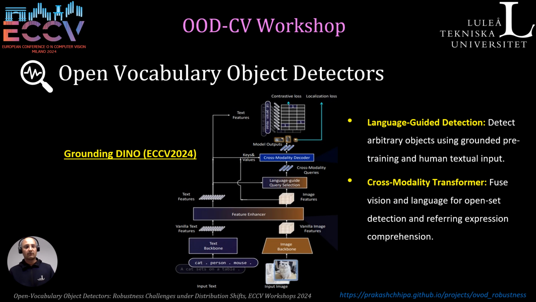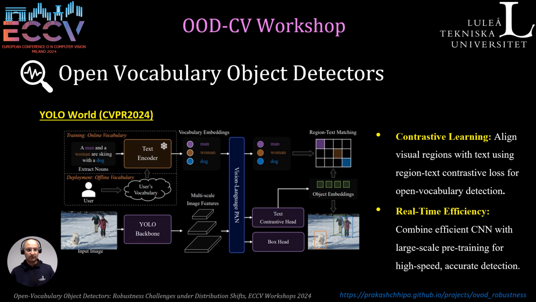So now coming to the open vocabulary object detectors, we have considered three recent models. First is Grounding DINO. Grounding DINO is a language guided detection model which uses grounded pre-training with human text input, and it leverages a cross modality transformer for vision and language open set detection. The second model we consider is YOLO World, which uses contrastive pre-training between visual and text, and it also combines transformers with CNNs for large scale pre-training and better detection with greater accuracy.